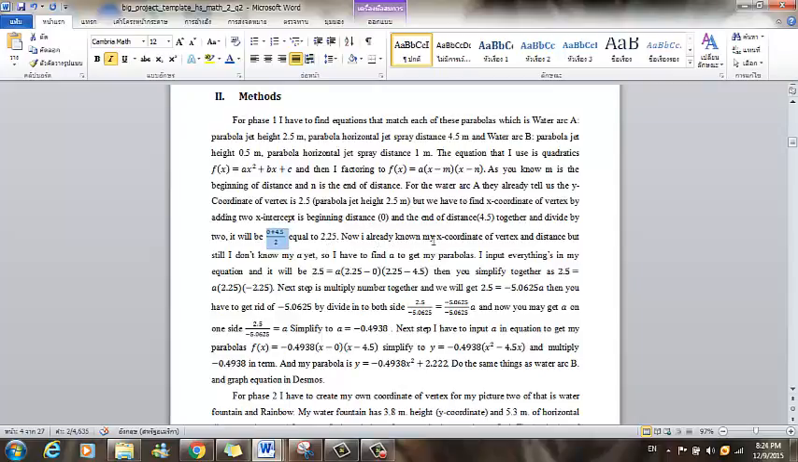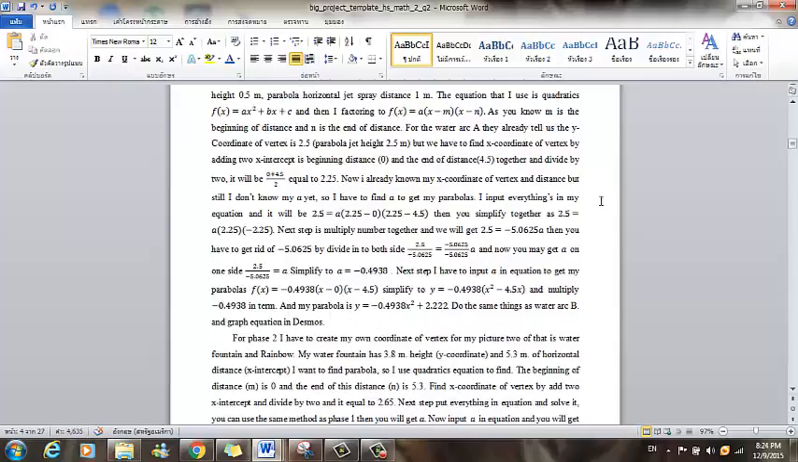Now I already know my x coordinate of vertex, but I still don't know a yet, because in the equation we have to find a. We already summarized and simplified everything, and just a is left. So we have to find a to find the parabola.